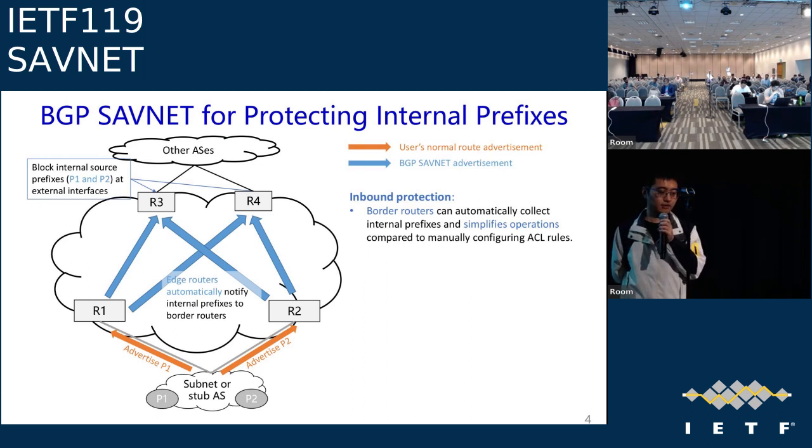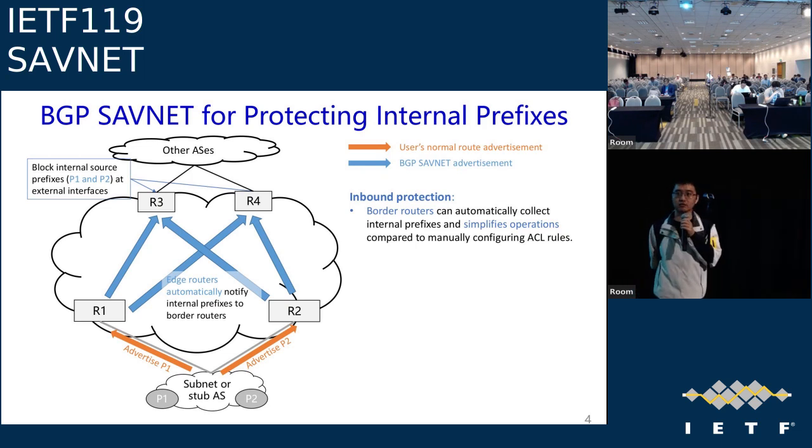When router 3 and router 4 receive the advertised internal prefixes, they will build a block list at the external interfaces connected to the other ASs. So any packets with internal prefixes will be blocked at router 3 and router 4.